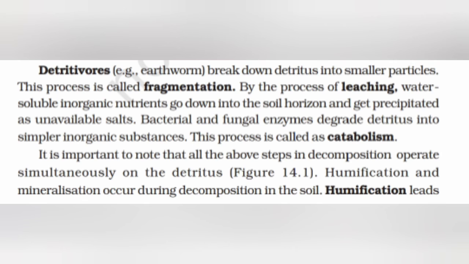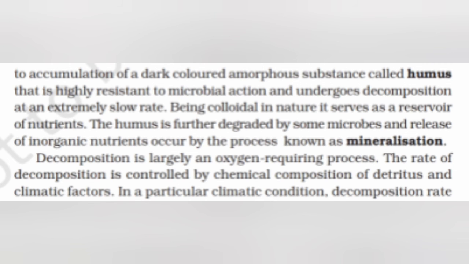The process is called catabolism. It is important to note that all the above steps in decomposition operate simultaneously on the detritus. Humification and mineralization occur during decomposition in the soil. Humification leads to accumulation of a dark colored amorphous substance called humus that is highly resistant to microbial action and undergoes decomposition at an extremely slow rate. Being colloidal in nature, it serves as a reservoir of nutrients. Humus is further degraded by some microbes and releases inorganic nutrients by the process called mineralization.